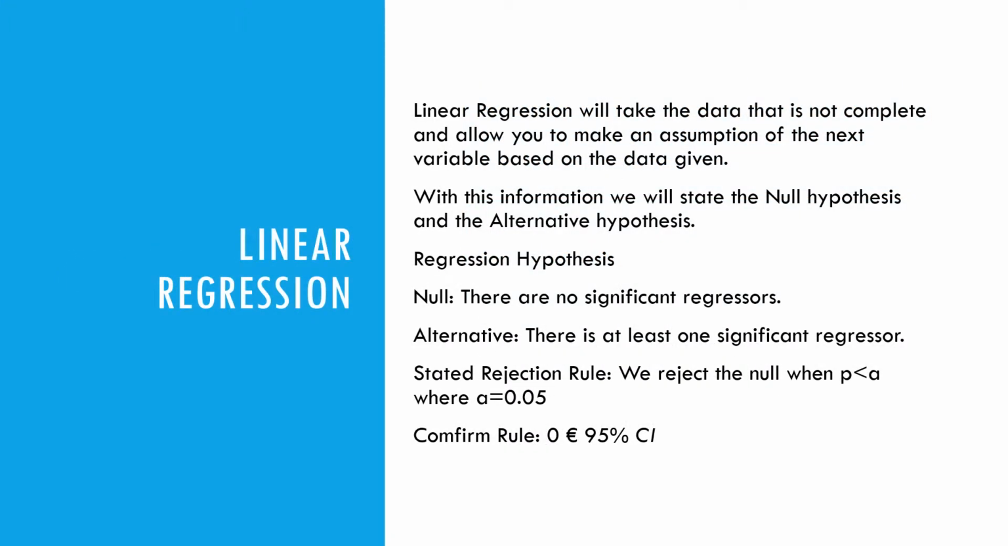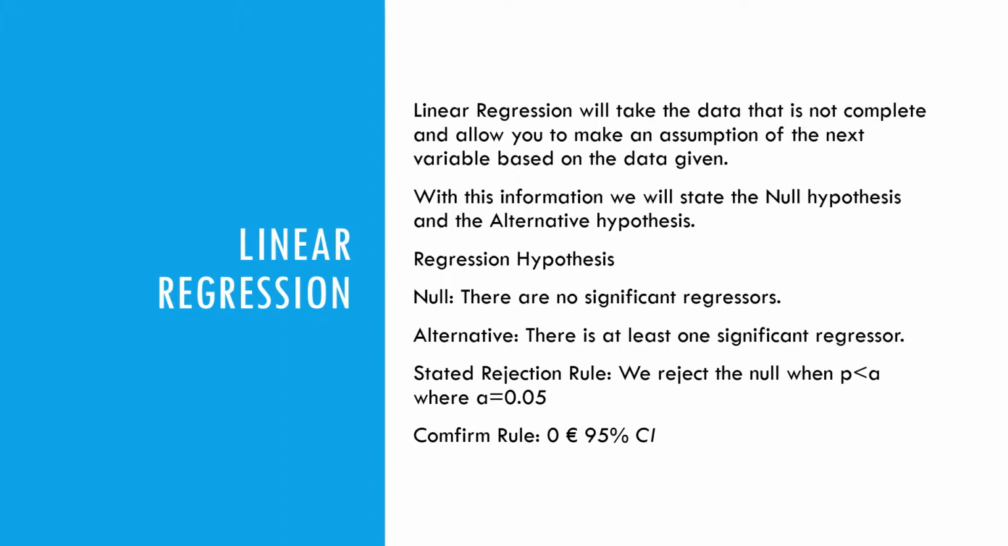So first, we're going to look at linear regression. We want to see that linear regression will take data that is not complete and allow you to make an assumption of the next variable based on the data that is given. So we'll take data that is not full data and make assumptions of what the next data may be.